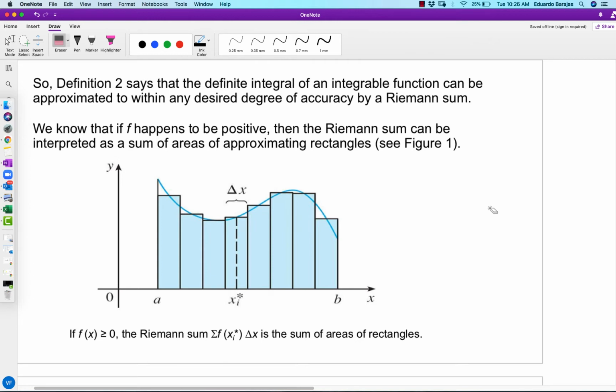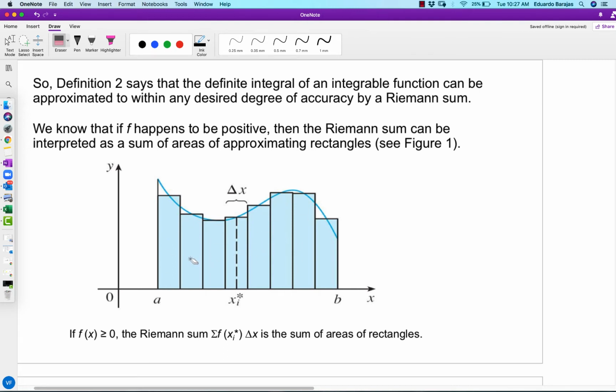So definition 2 says that the definite integral of an integrable function can be approximated to within any desired degree of accuracy by a Riemann sum. We know that if f happens to be positive, then the Riemann sum can be interpreted as the sum of the areas of approximating rectangles. Right, so that's what this is right here. We've been working with this a lot now, so hopefully we feel nice and comfortable with this. So if f of x happens to be positive, then we can interpret this as area underneath the curve.